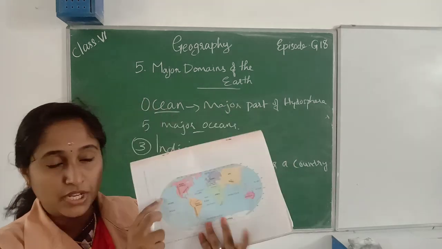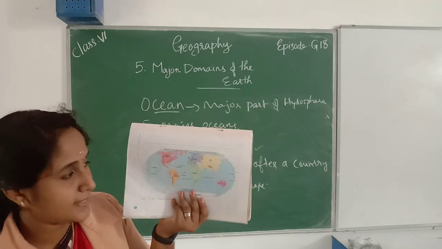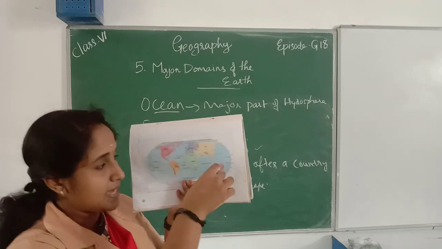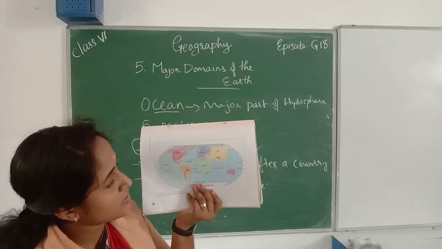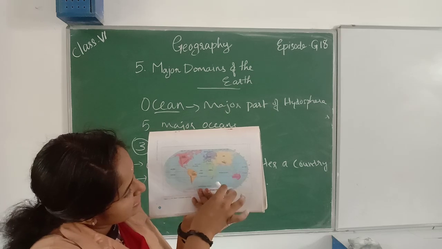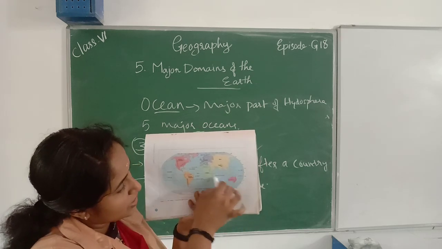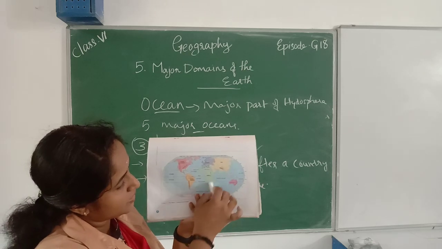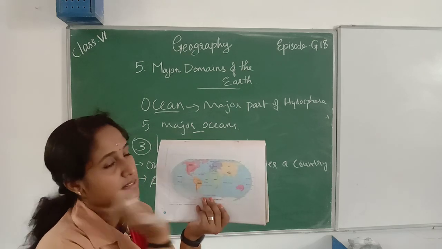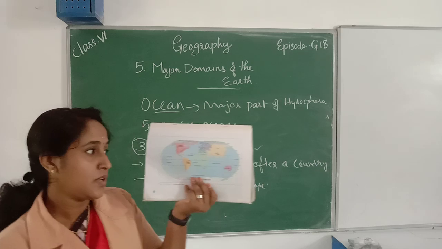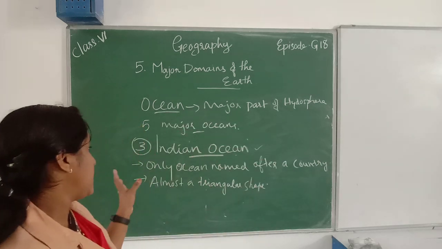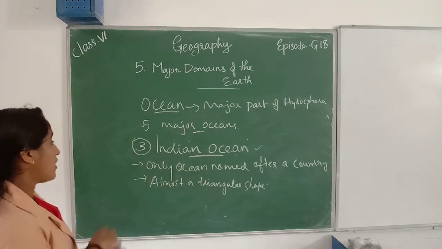Look at this picture. Where is the Indian Ocean? This is the Indian Ocean, and we can see that this is the area. Almost we can see the triangular shape. So, the shape of the Indian Ocean is almost a triangular shape.